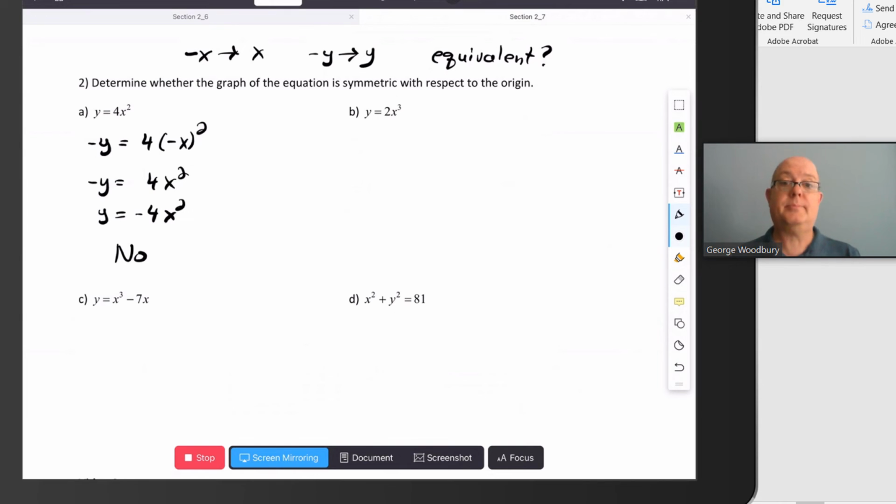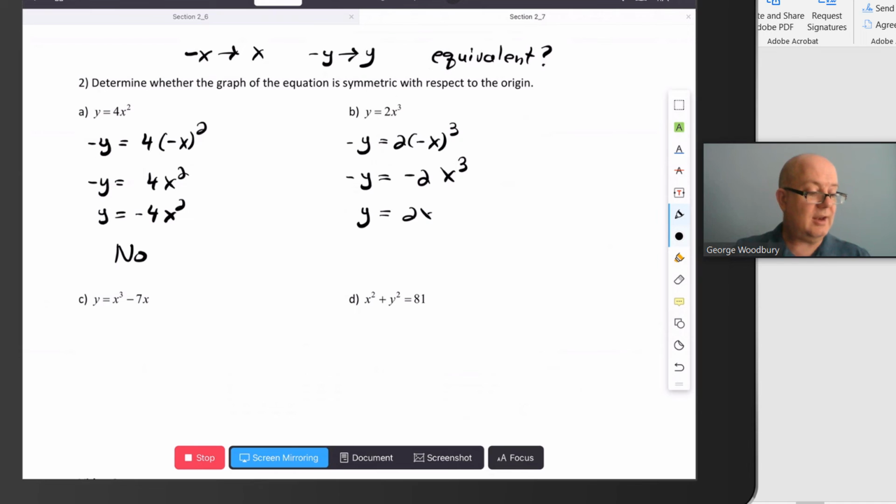That's a parabola. The next one is a cubic function. We're going to learn about those in a moment. But when we put in the two opposite values, negative y equals 2 times negative x to the third power. Negative x raised to the third power is negative x times negative x times negative x. Three negative factors give us a negative product. So negative y equals negative 2x to the third power. And if we divide through by negative 1, we get the original equation back. So this one is symmetric with respect to the origin.